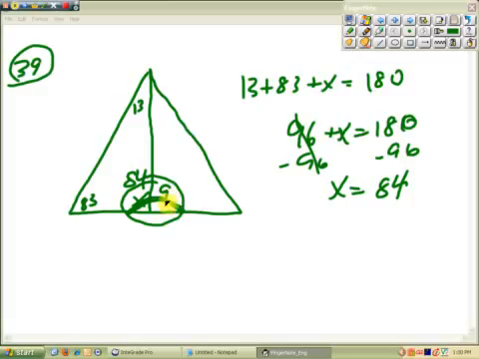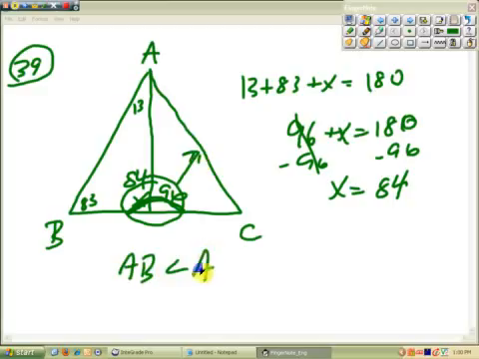So if this angle is 84 and this angle is 96, that means the side AB is smaller than AC, because the larger angle across from it is the larger side. So AB is less than AC. They wanted you to choose the symbol, so that symbol is C on the test. Remember, across from larger angles is a longer side, so 96 is bigger than 84. Therefore, this side AC is bigger than AB.